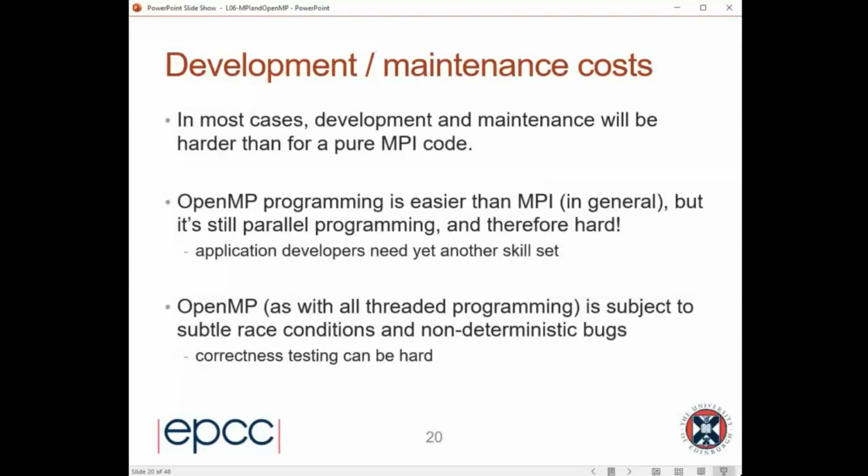Also, OpenMP is much more subject to subtle race conditions and non-deterministic bugs. For example, if you make a mistake in an MPI program, it typically does one of three things: it gives spectacularly wrong results, it deadlocks, or it crashes spectacularly. It's quite rare in MPI, though not unheard of, to have bugs where your code sometimes runs and other times gives a reasonable but wrong answer. In OpenMP, you get race conditions where two threads are updating the same data element at the same time. It's very easy to have non-deterministic runtime bugs, so correctness testing can be hard.